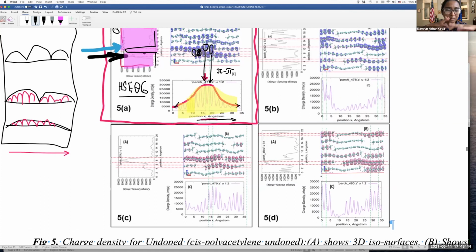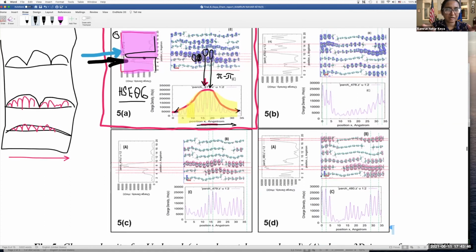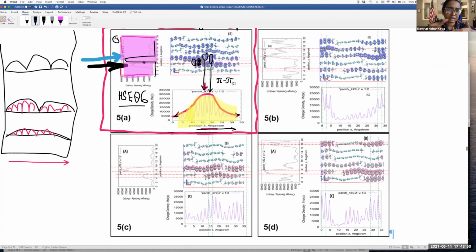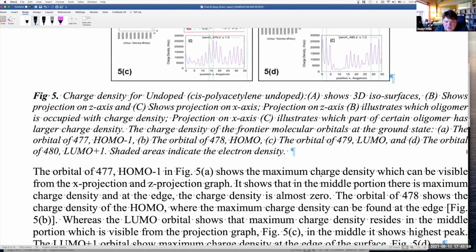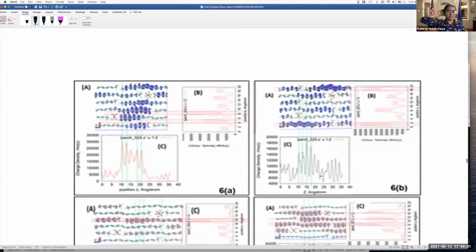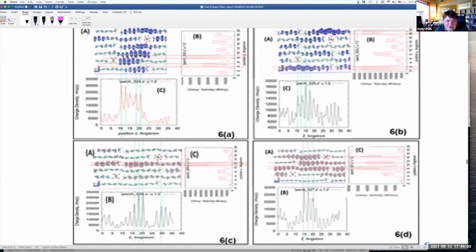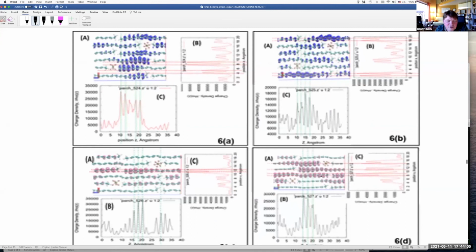And so I plotted charge density for all models: undoped, doped, and co-doped. Let's go forward. The rest of the models are the same. It is a little lower resolution.